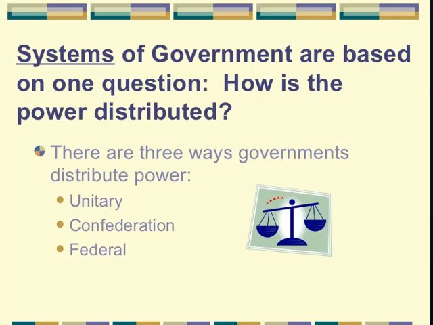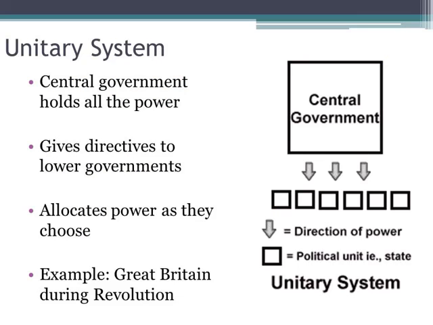All right, depending on what type of government you are, what system you are, it answers one basic question: how is power distributed? All right, three ways in democracy we're going to look at is through the unitary system, the confederation system, and the federal system. In the unitary system, the central or head government holds all the power. And they're voted in by the people. They give directives to the lower governments, that's your regional and state and local, and they allocate power as they choose. All right, this would be like Great Britain during the Revolution. Okay, King George was the central government. He sent it down to Parliament, which sent it down to the local units.